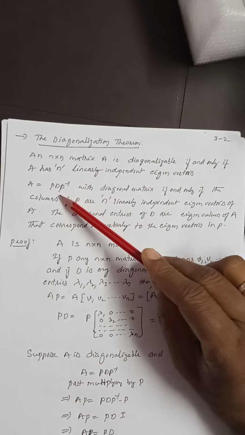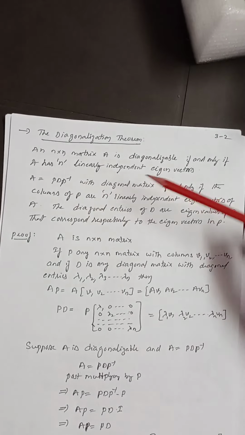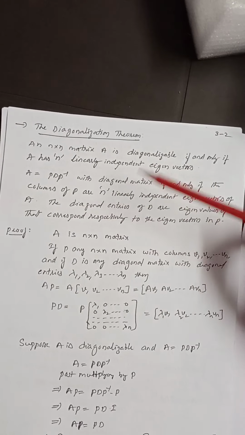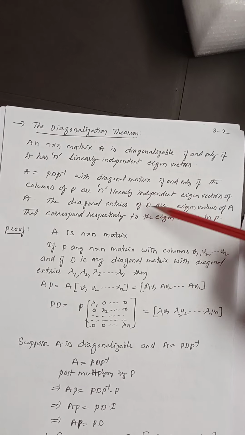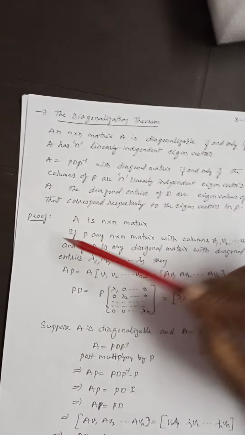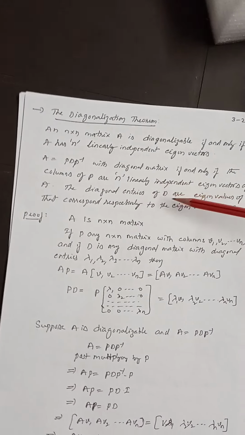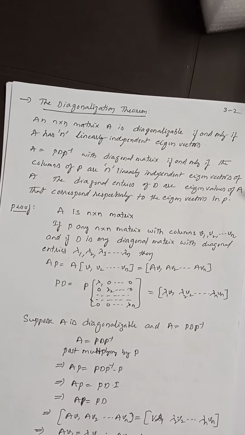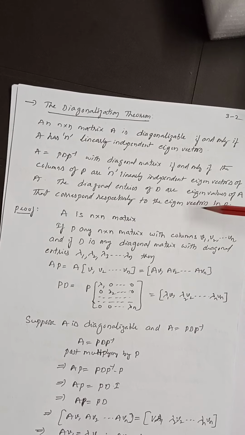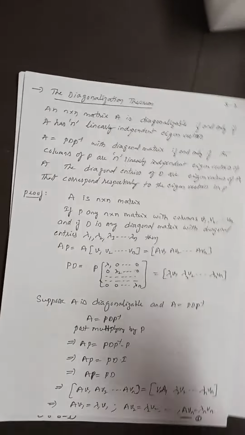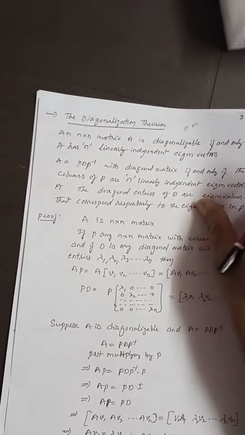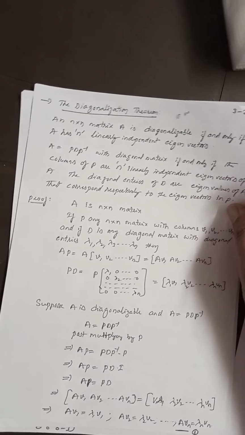A matrix is said to be diagonalizable if and only if it has n linearly independent eigenvectors. A equals P D P inverse, with D a diagonal matrix, if and only if the columns of P are n linearly independent eigenvectors of A. Right? The diagonal entries of D are eigenvalues of A that correspond respectively to the eigenvectors in P. This is a very important statement. Please go through the statement.